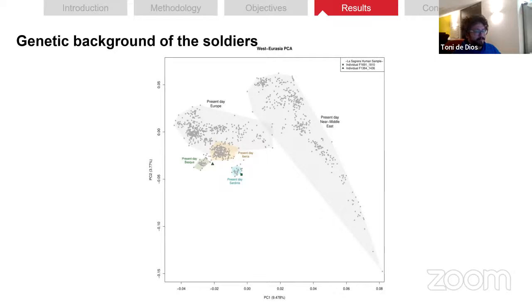From the human genetics, this is a PCA. Basically, this is representing current Western Eurasian genetic diversity in humans. And if we project the genetic data of our samples, we see that they are clustering together with current Basque populations and current Sardinian populations.